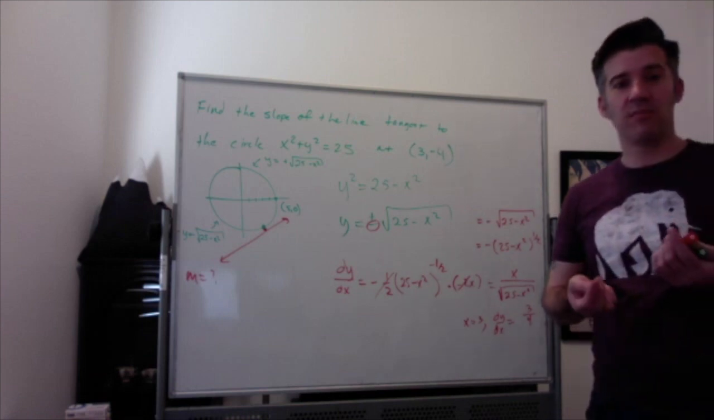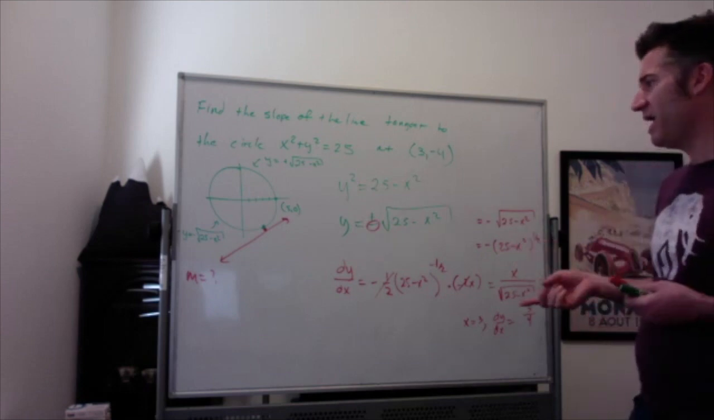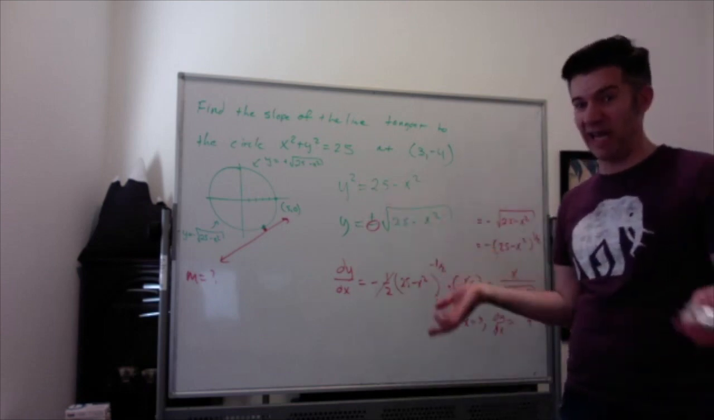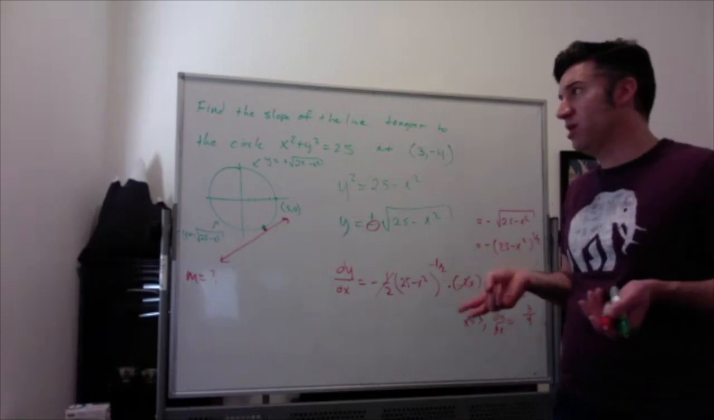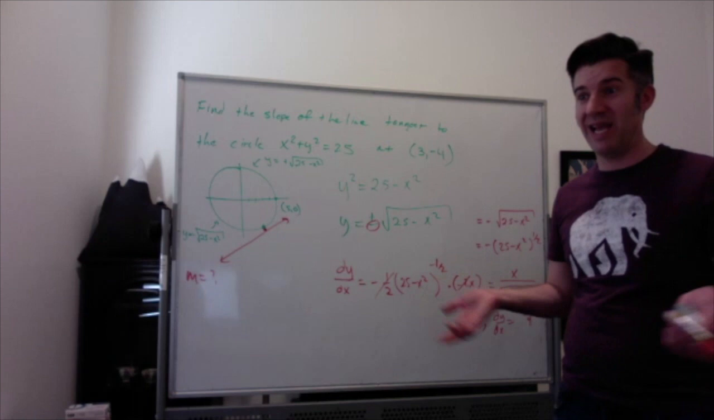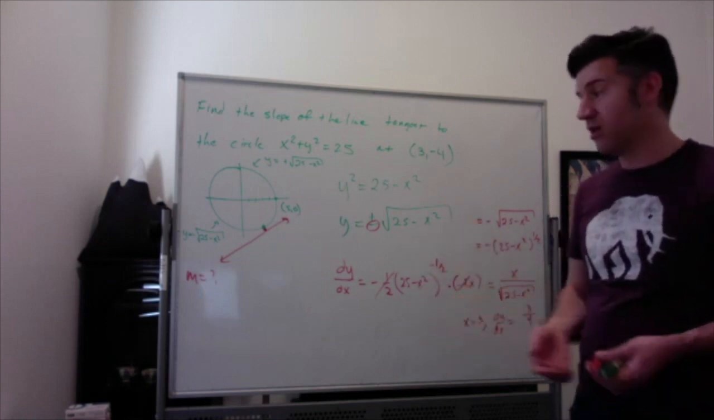But there's kind of an issue here. One, I had to think about which piece of the circle I actually need to use, right? I could have accidentally picked the wrong piece. And two, we're going to encounter other equations where you can't actually solve for y as a function of x. So there is another way.